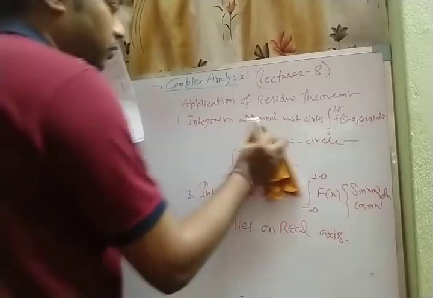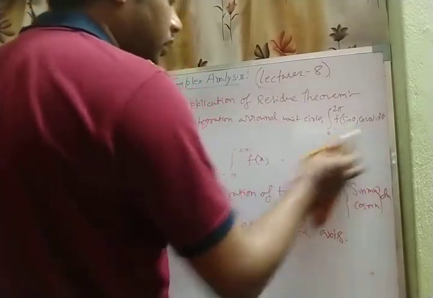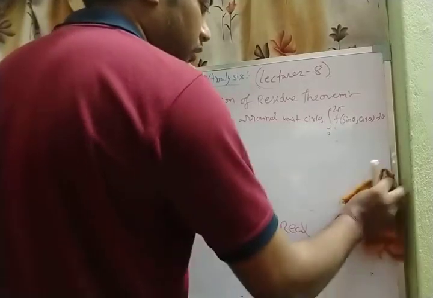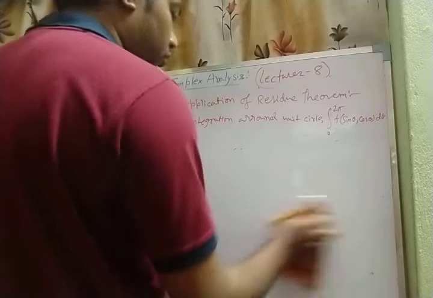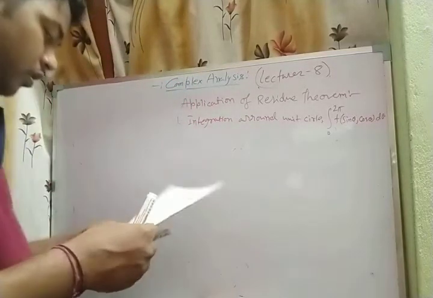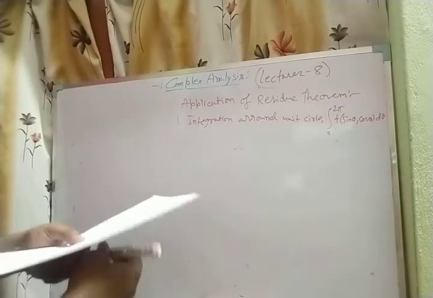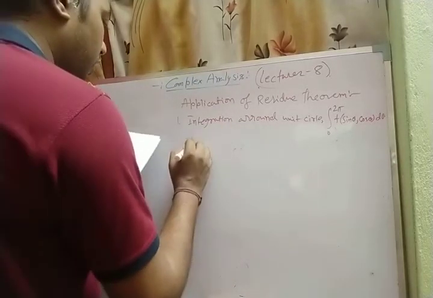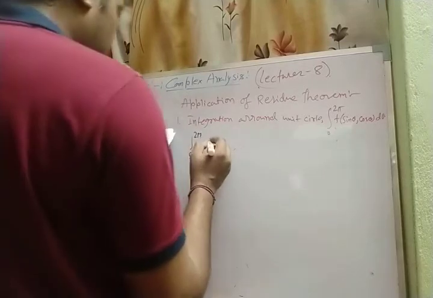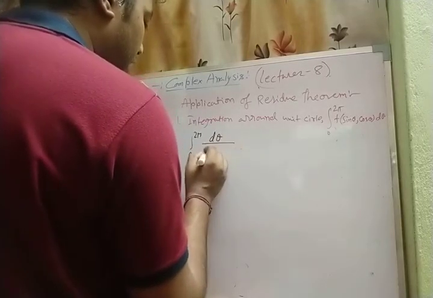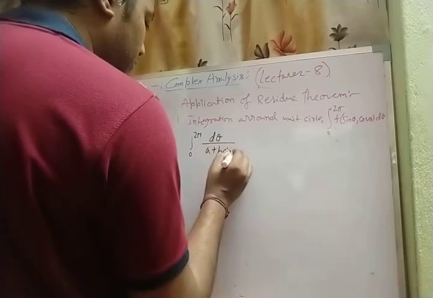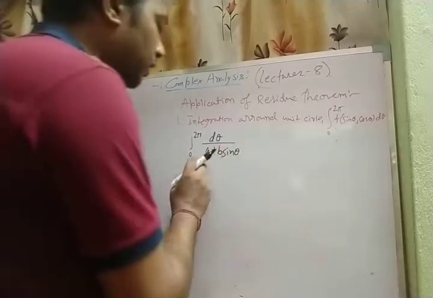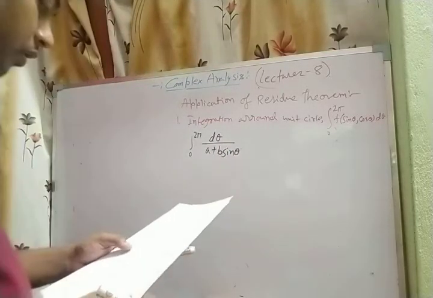by considering the first one, that is integration around a unit circle, that is integration 0 to 2 pi of a function of sin theta, cos theta or both sin theta and cos theta. So by considering an example, we have to find the integration 0 to 2 pi d theta by a plus b sin theta.